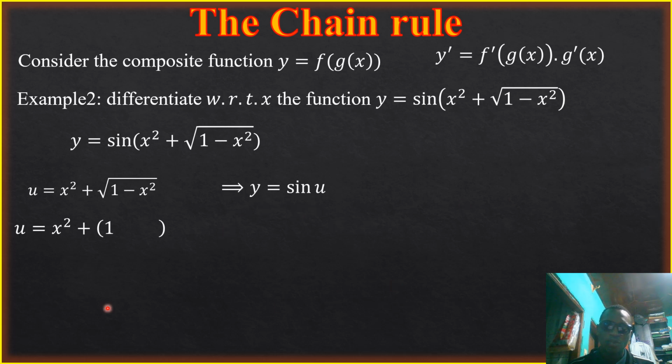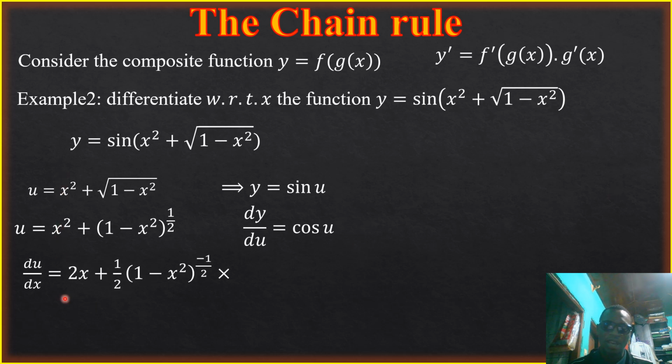From there, we'll have to let u be this one. We'll simplify it a bit, knowing that the radical can be written as that thing inside raised to the power half. Square root of 1 minus x squared is the same as 1 minus x squared, all raised to the power half. From there, now we have to differentiate y with respect to u. We know it is cos u now already. Then now differentiate u with respect to x.